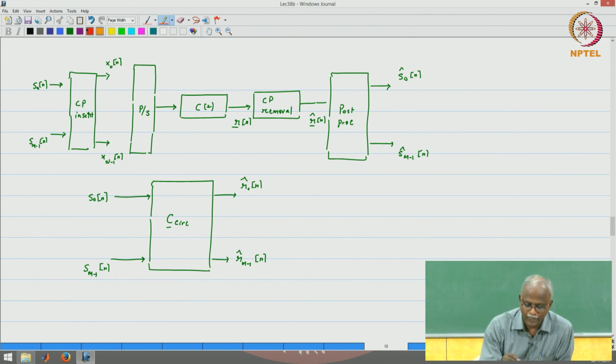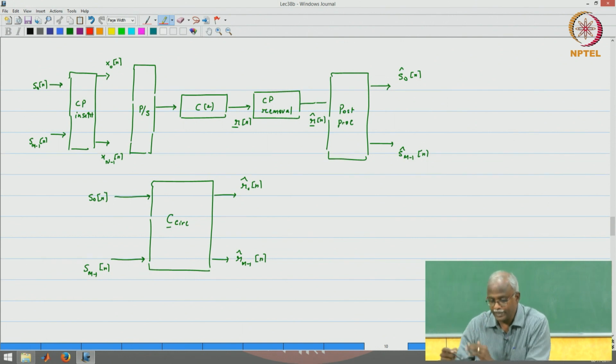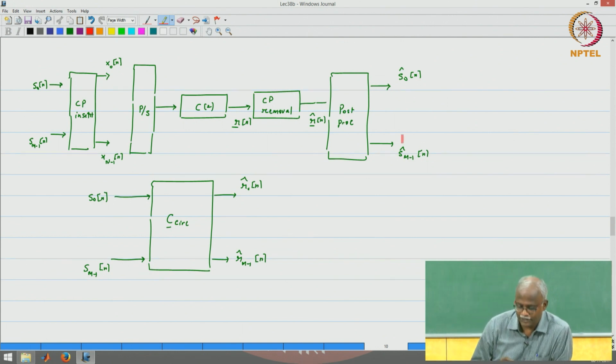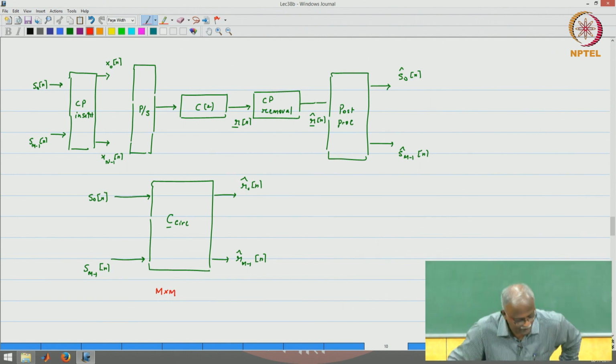So, the overall block diagram, which should have included all of these portions, basically started with S of n, the modulation or the conversion to an FDM signal, insertion of the CP, parallel to serial conversion, passing through the channel, CP removal, the conversion to TDM, and then the separate signals. Simplified beautifully into an M cross M problem. This is an M cross M matrix where there are M inputs, M outputs, and we are able to do it by a matrix that is guaranteed to be invertible.